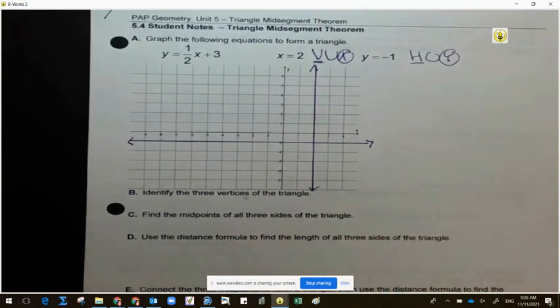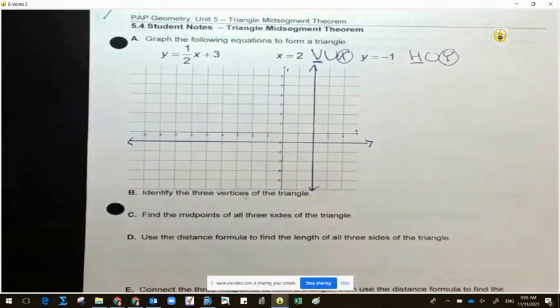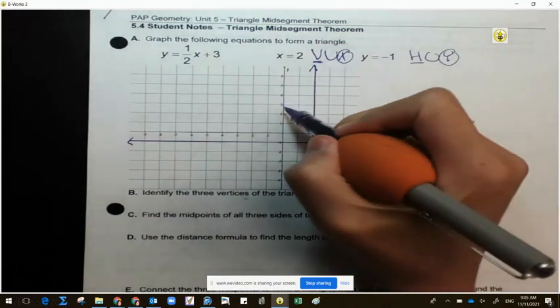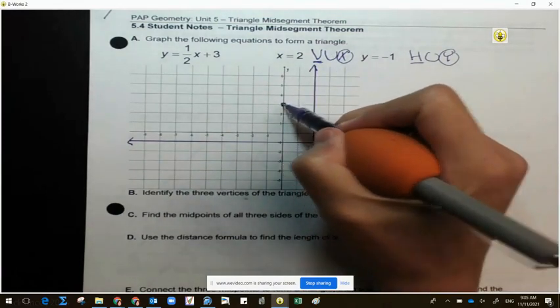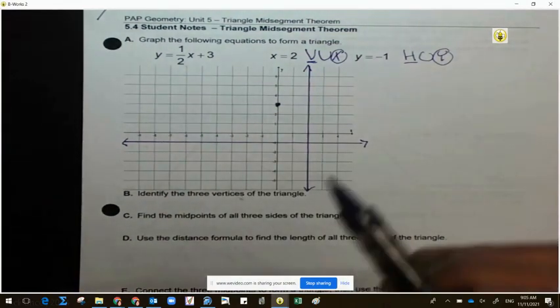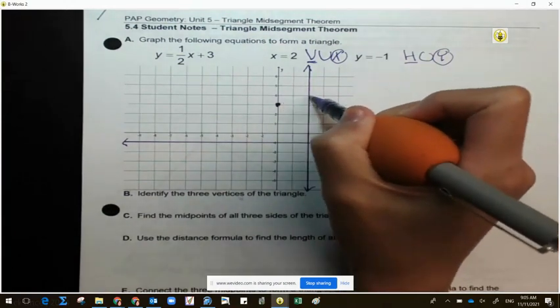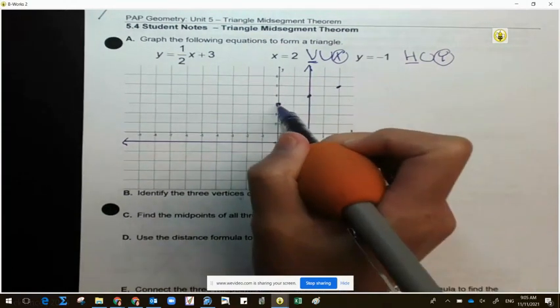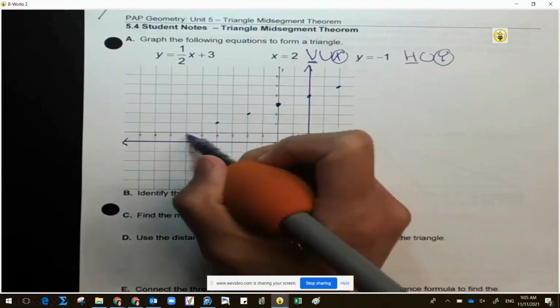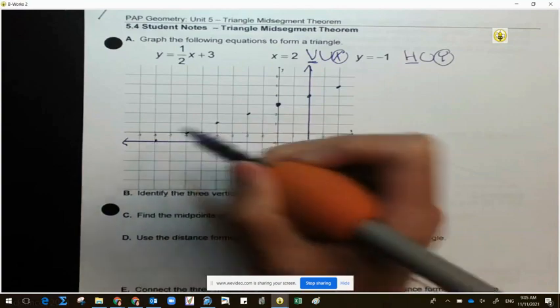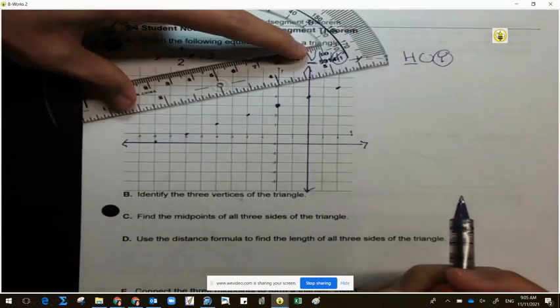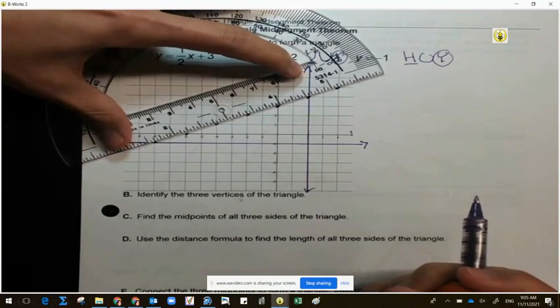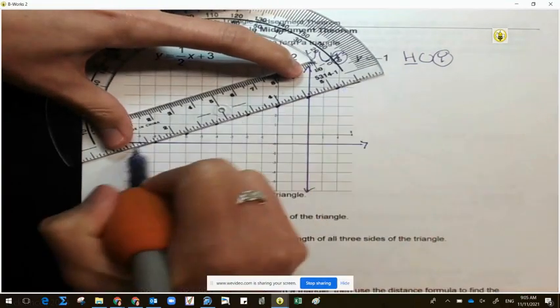And then we have 1/2 x plus 3. So going back to Algebra 1, we start with the y-intercept. Let's all put a dot. And then we use our slope, up 1 over 1, up 1 over 1. And I can go in the opposite direction. And if you think you have enough, you can freehand draw or use a straight edge. I'm going to use my beautiful ruler. Boom.